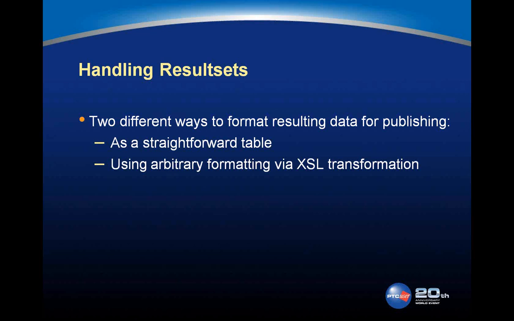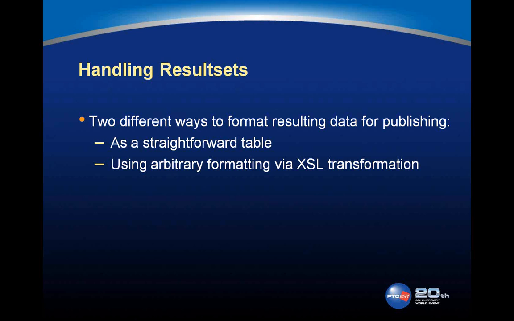Okay, and then finally handling the result set. So once you've got the data out of the database, what do you want to do with it before you stick it in your document? So there's basically two options here. The first option is just to make a table out of it, a CALS table. Well, you can specify the table model, but to set it up as a literal table in your document. And that's pretty easy because Arbortext handles all the details for you.